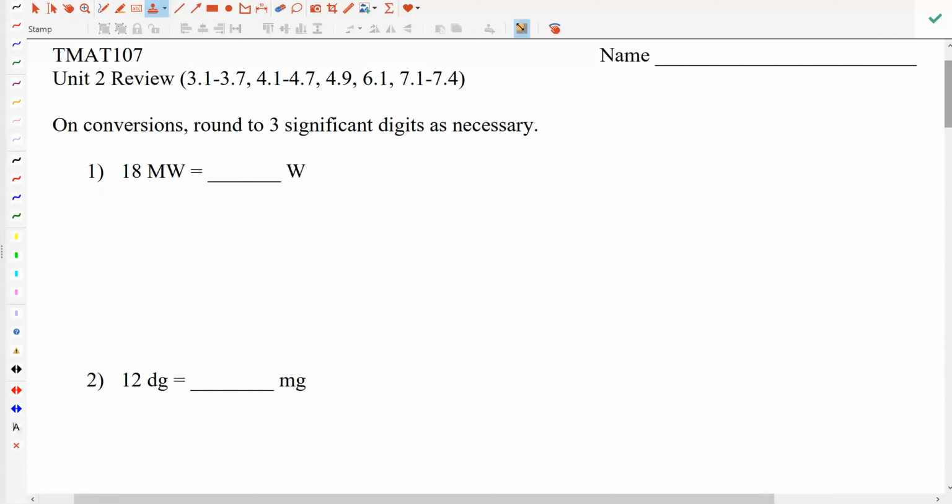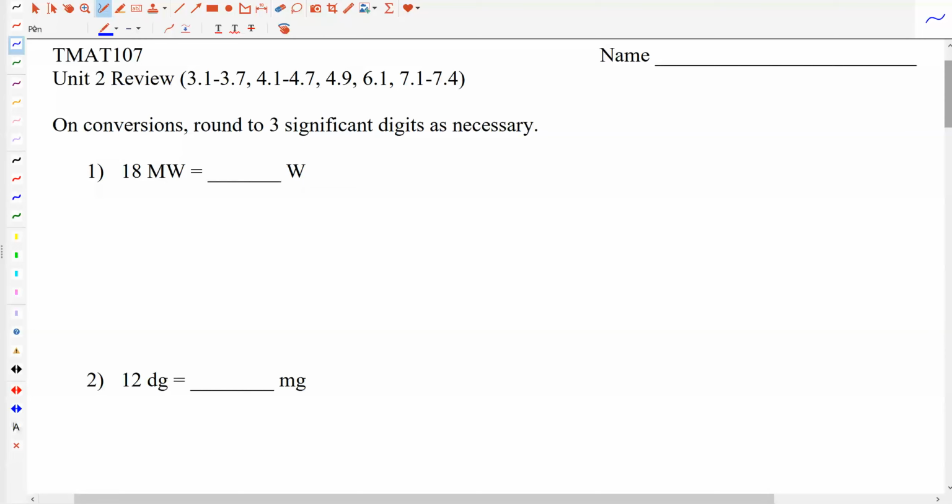In order to get ready for our Unit 2 exam, let's review a couple of the skills that will be on that test. The first question we're going to look at is 18 megawatts is equal to how many watts? The units we're working in are watts, and we want to go from megawatts to our base unit of watts. So we have to know the relationship between the prefix mega and the base.